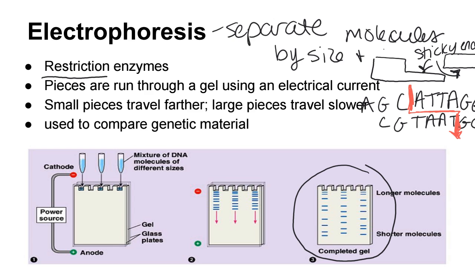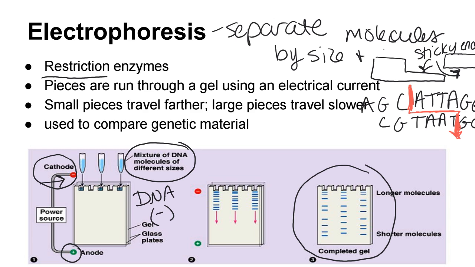So after the DNA is cut into pieces by these restriction enzymes, the pieces are then run through a gel using the electric current. So if you look at your picture down here, you'll see this end, along the top, is where they put the DNA in. And you'll notice that side is negatively charged and the other side is positively charged. Well, DNA itself has an overall negative charge. And if you remember, negative doesn't like negative, but negative and positive like each other.